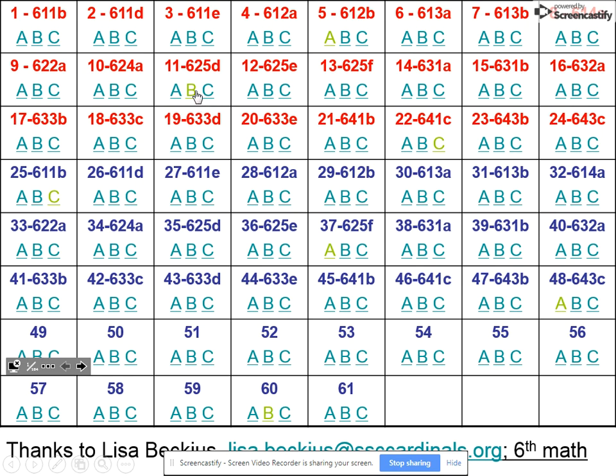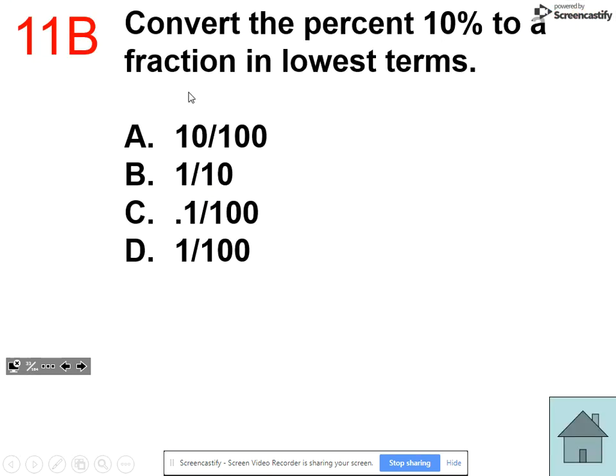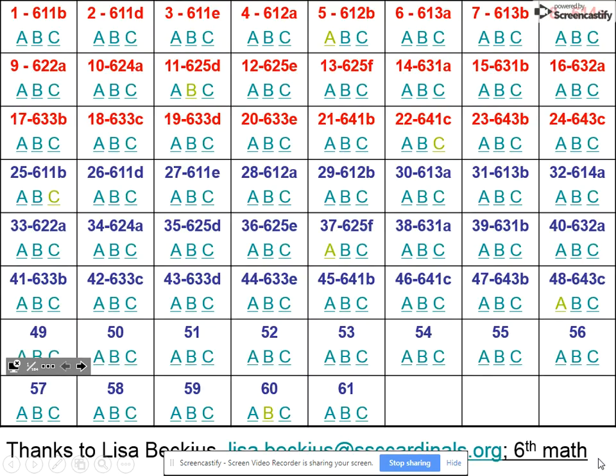Next is 11B. Convert the percent 10% into a fraction in lowest terms. 10% is 10 over 100. However, that fraction can be reduced by dividing both the top and the bottom numbers by 10, and so B is the fraction in lowest terms. So if you got it correct, again, just leave it alone. Incorrect, please put an X next to 11B.